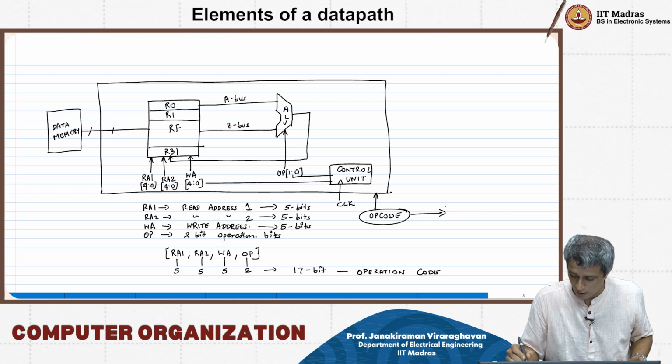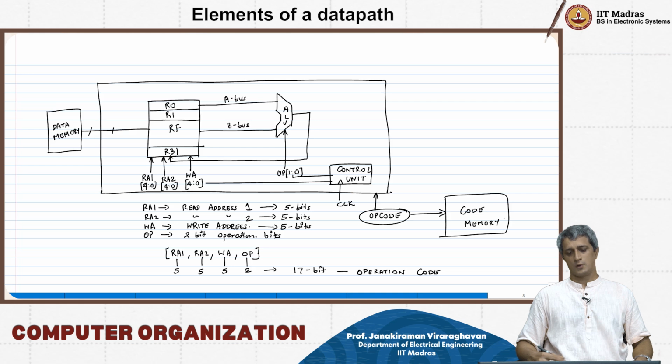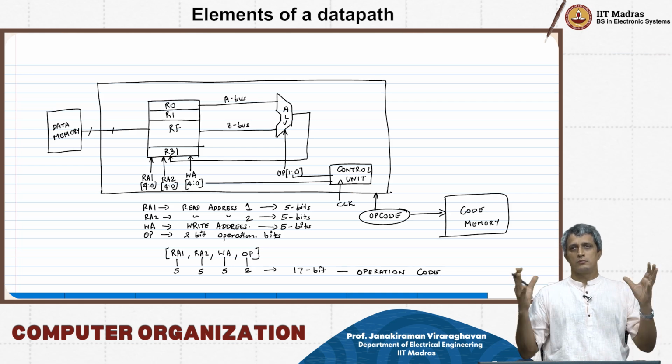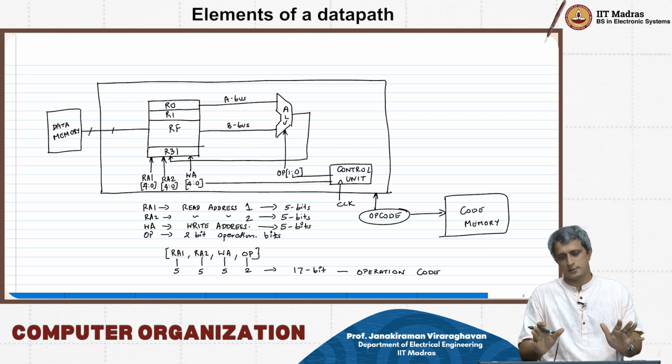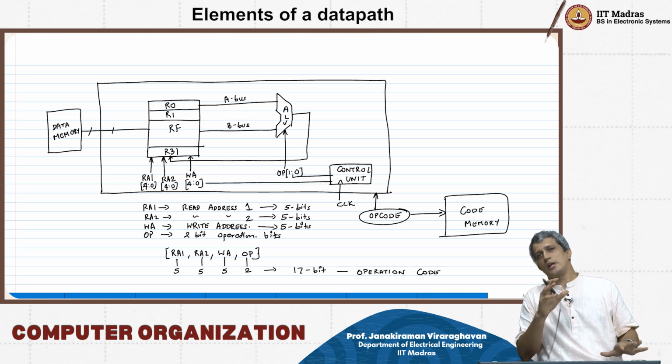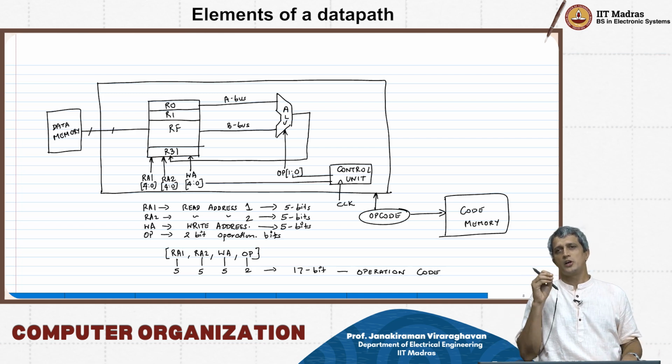So this is what I am going to call code memory. The compute system generally looks somewhat like this. You have a data memory, you have a code memory, you have a register file, you have an ALU, and you have a control unit that is going to decode these instructions for you and do this fetch, decode, execute in a cycle, one after the other, day in and day out.